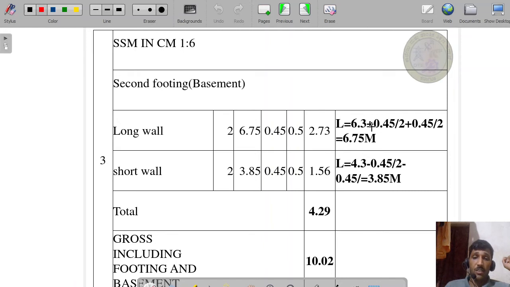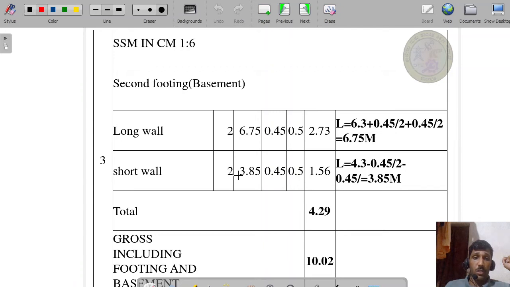Length calculation is equal to center to center length, already calculated. In the first stage there is 6.3, plus half of the breadth by 2. Breadth of the basement 0.45. When added on two sides, at two edges, 0.45 by 2 plus 0.45 by 2. Then it becomes 6.7375 meter. 6.75 is the length and breadth 0.45, depth 0.5 meter. By multiplying all these columns, you will get 2.73 meter cube.